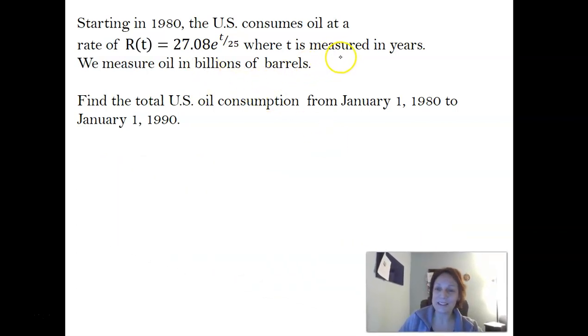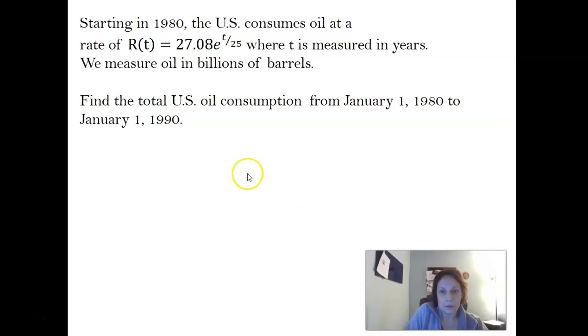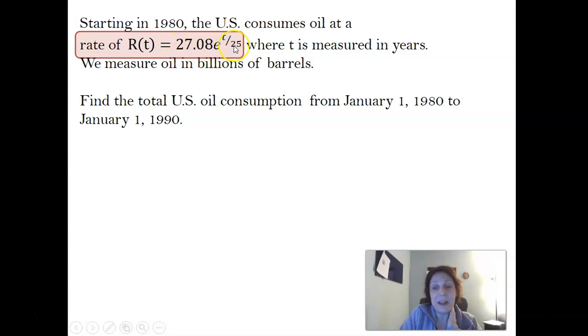It is about oil consumption. So it says, starting in 1980, the U.S. consumes oil at a rate of 27.08 e to the t over 25. Note that is an exponential function. So the rate at which we are consuming oil over time is increasing at an exponential rate. Way to go, America. And this oil, by the way, is measured in billions of barrels. So whatever number we get out of this equation, it's that times 1 billion.